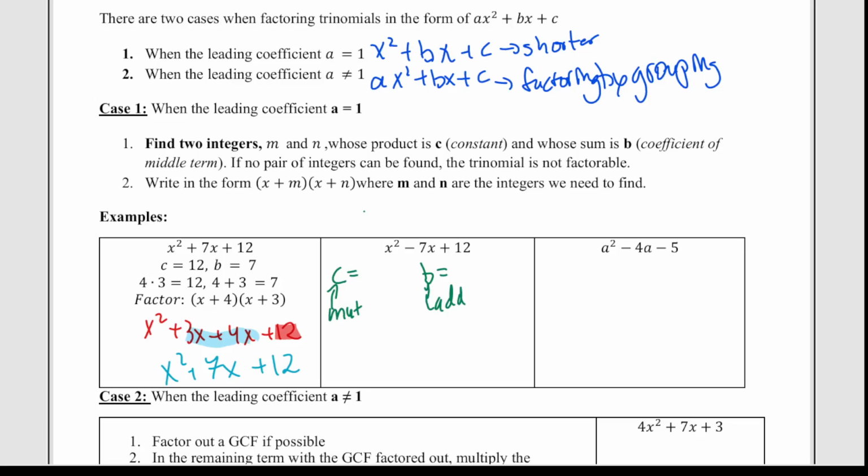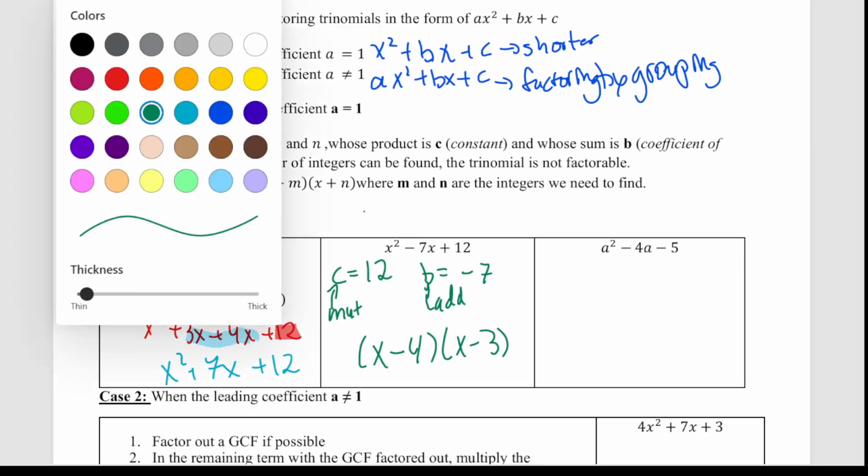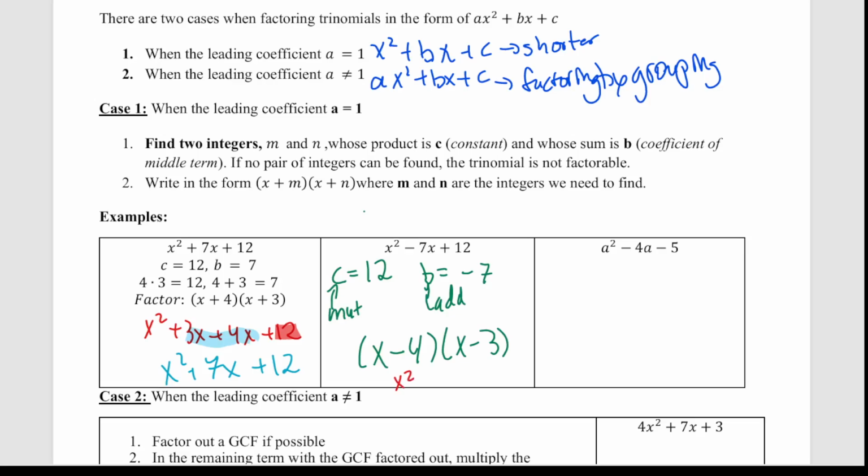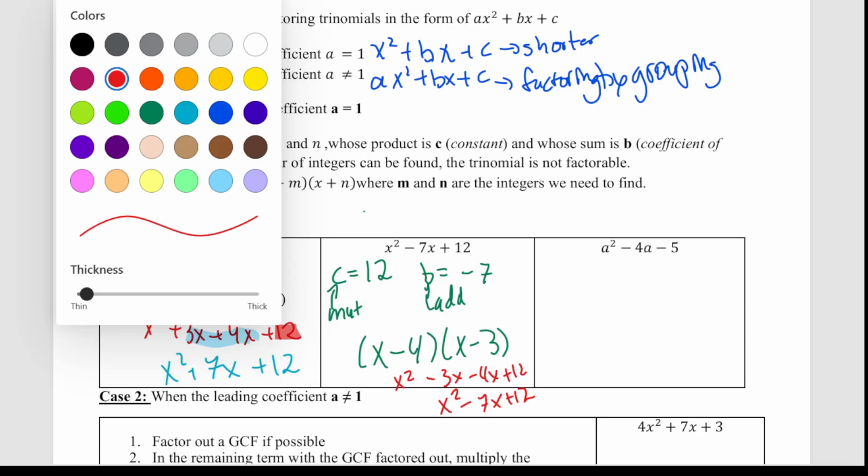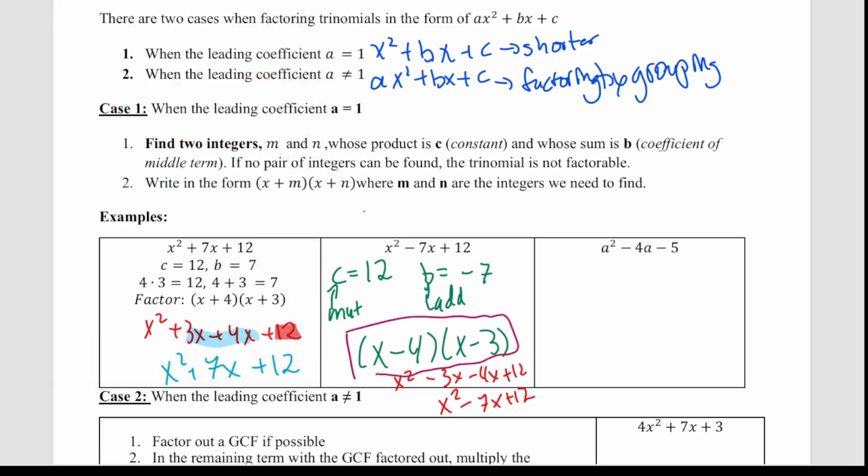So in this next case, it's pretty similar. Our C is still positive 12, but our B this time is negative 7. So what's going to multiply to positive 12 but add to negative 7? That's going to be x minus 4, x minus 3. And similarly, if I were to refoil this out, I would end up with x times x is x squared, x times negative 3 is minus 3x, negative 4 times x is negative 4x, negative 4 times negative 3 is positive 12, to indeed get us x squared minus 7x plus 12. So I know I did it correctly, and my final answer is indeed parentheses x minus 4 times parentheses x minus 3. Let's go ahead and go over this last one.